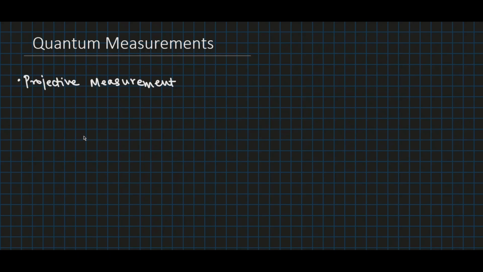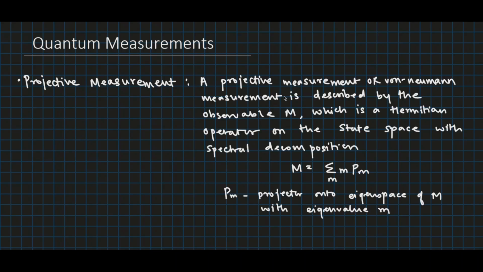It is a special case of postulate 3 where the measurement operators are projectors, and its definition says that a projective measurement or von Neumann measurement is described by the observable M, which is a Hermitian operator, on the state space with the spectral decomposition M equal to summation m P_m, where P_m is the projector onto the eigenspace of M and m is the eigenvalue of M.